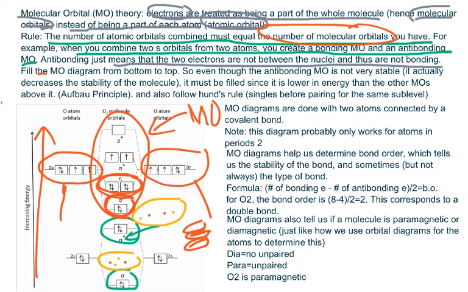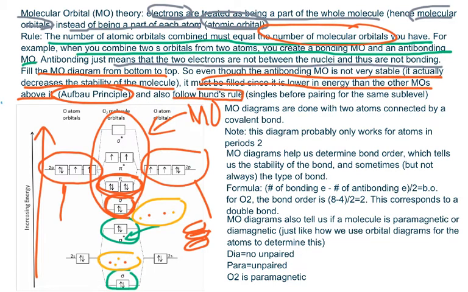So we just said that we fill the MOs from bottom to top, and even though the anti-bonding molecular orbital is not very stable, and in reality it actually decreases the stability of the molecule, it must be filled since it is lower energy than the other MOs above it, and this is in accordance with Aufbau's principle. And also note that when you fill these MO diagrams, you also have to follow Hund's rule, which is when you do everything single before pairing them up. And this might be vague, but we've talked about this.